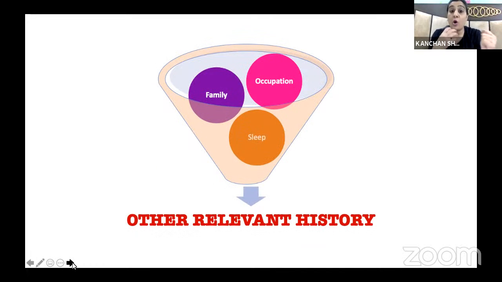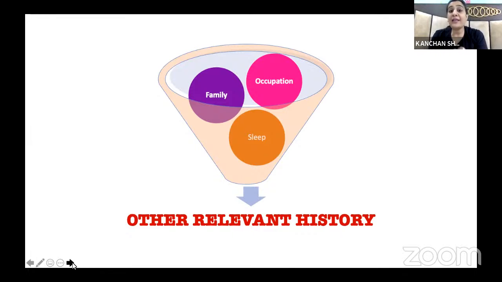Then occupation is very, very important when we are talking about elbow pain and wrist and hand pain. Ask the patient about the occupation, and today we are going to learn lots and lots of occupations and what exactly are the causes which are very specific in that particular occupation.